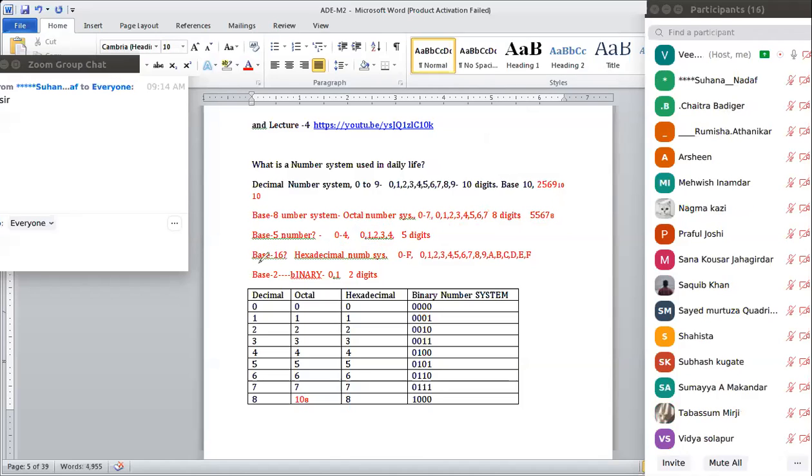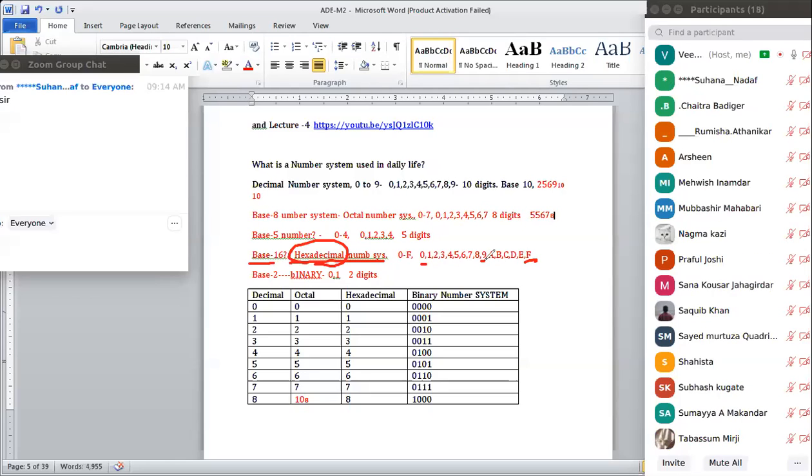Then base 16 is called the hexadecimal number system. If a number has base 16, then that number is considered a hexadecimal number, and that consists of the numbers from 0 to F. After 9 we don't have any number, in decimal also we don't have any number. So hexadecimal is decimal plus hex, 16.